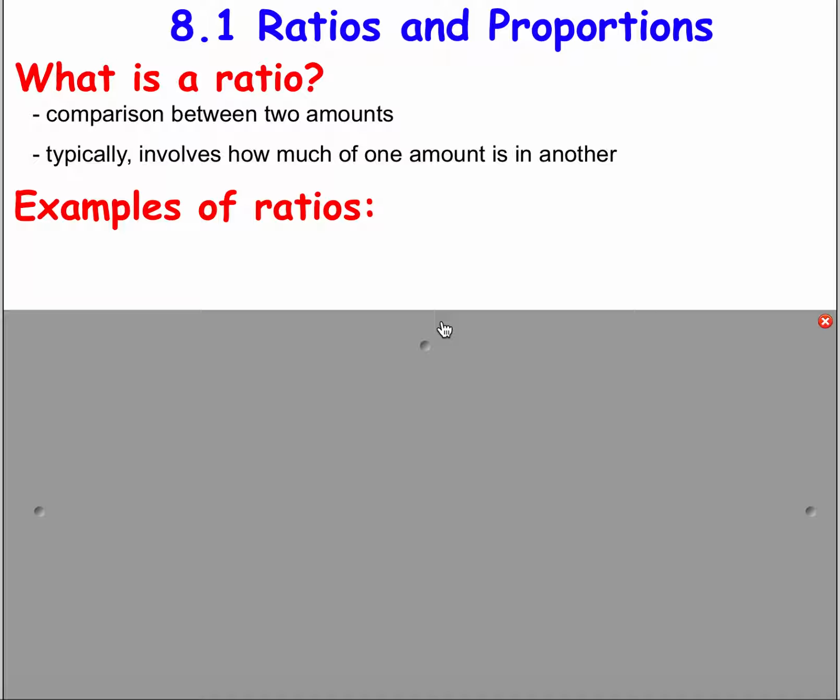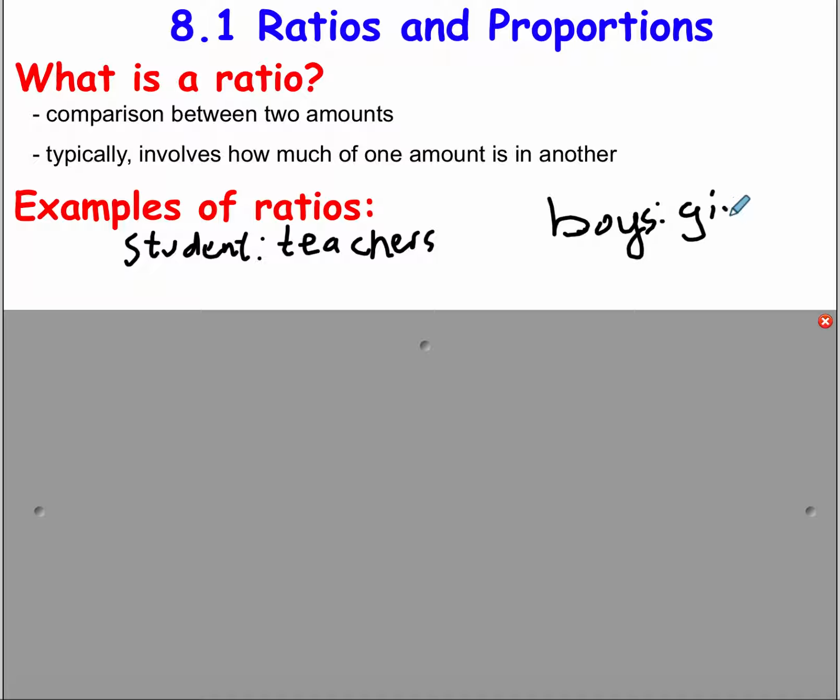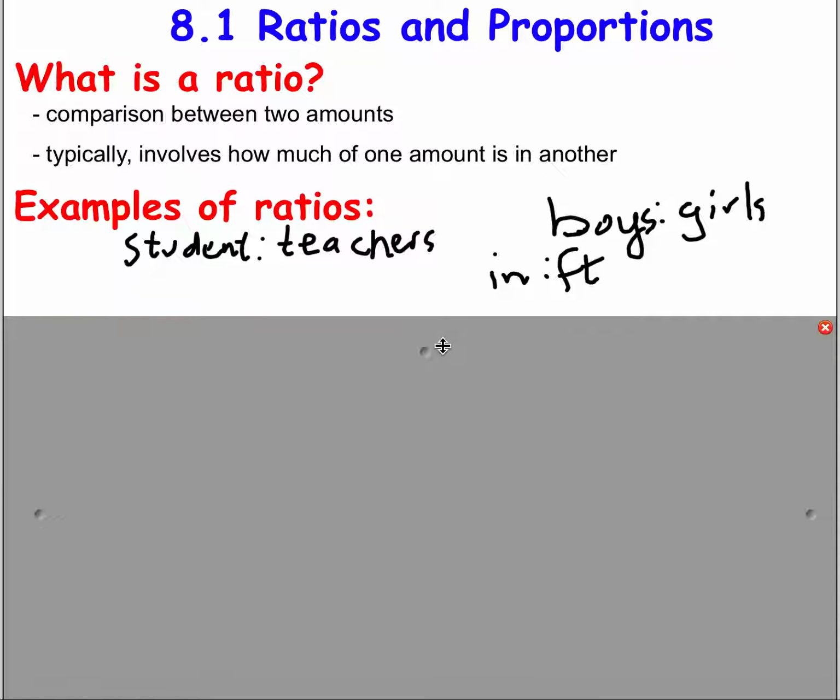What are some examples of ratios that you've heard? We already mentioned a few, and you can just list them here. Maybe it's student to teacher. Maybe it's boys to girls in a class. Maybe it's how many inches are in a foot. That would be a type of ratio. Any comparison of two amounts all counts as ratios.